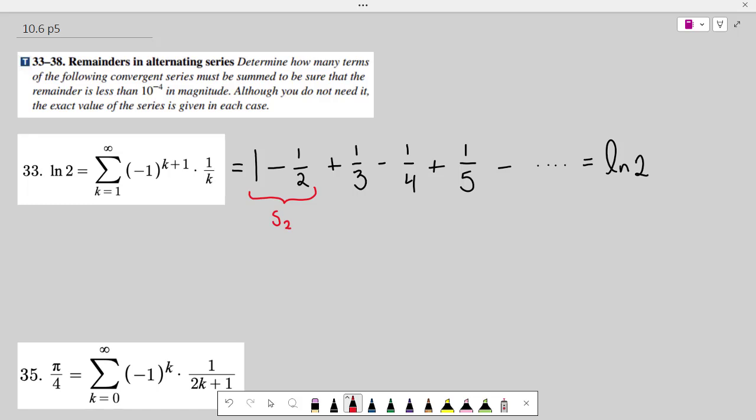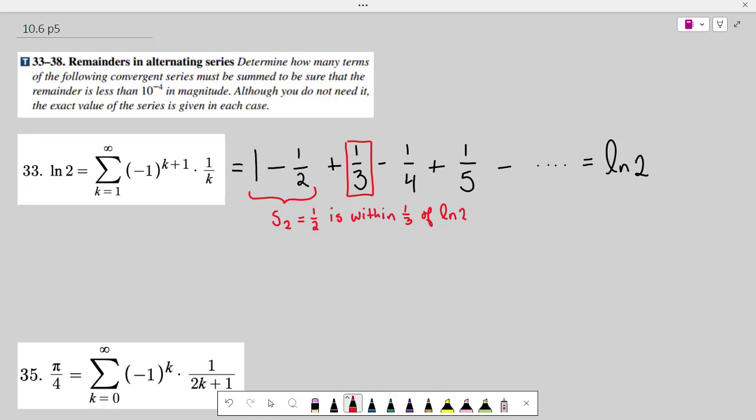So r sub 2 would be the rest of this, which you could actually write as s minus s sub 2. Or you could subtract it. But here's how I want you to think of it. S sub 2, whatever that adds up to, in this case it adds up to 1/2. This is within 1/3 of natural log of 2. So the next term, which is the 1/3, the magnitude, we're always going to use the positive value for error. Okay?